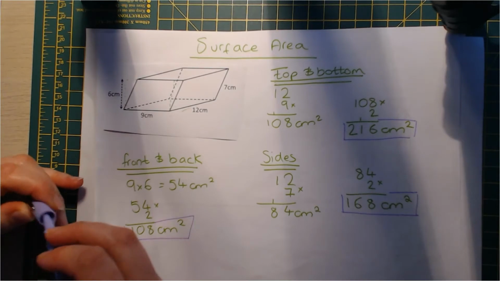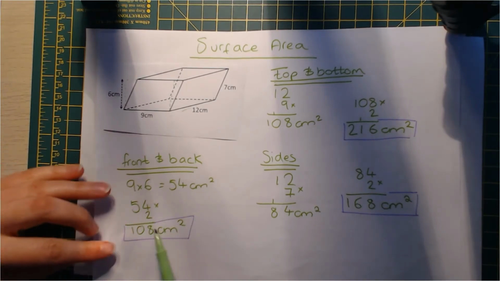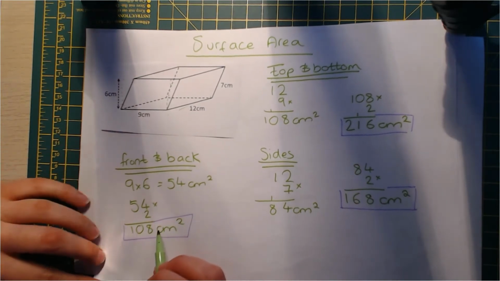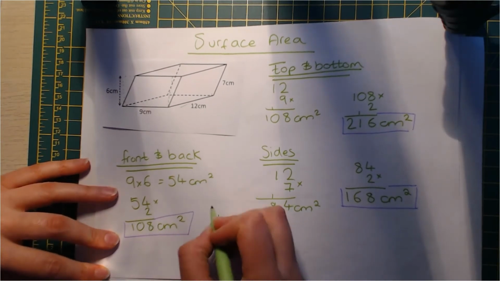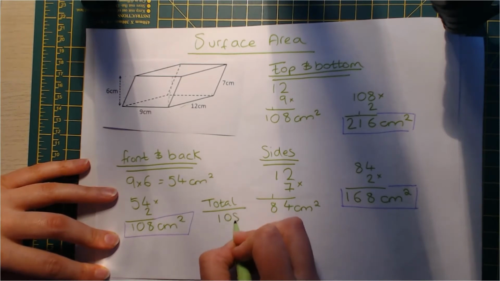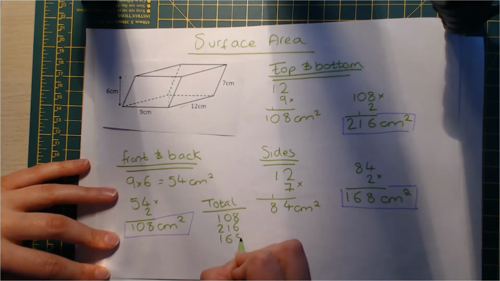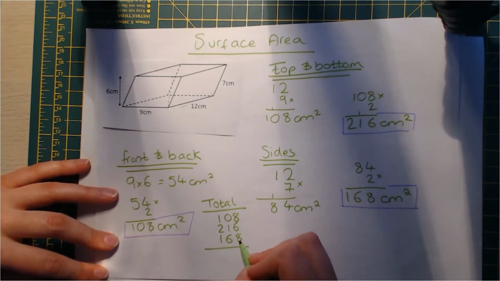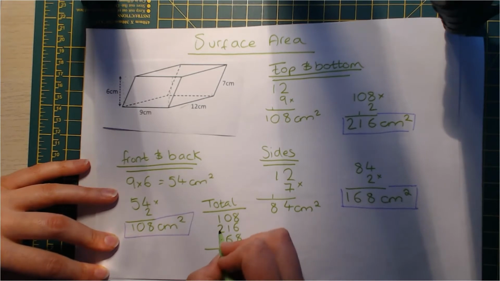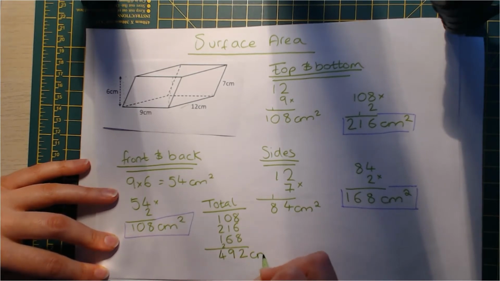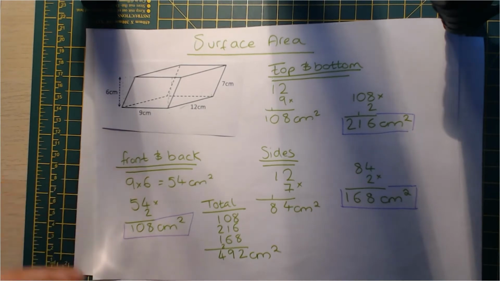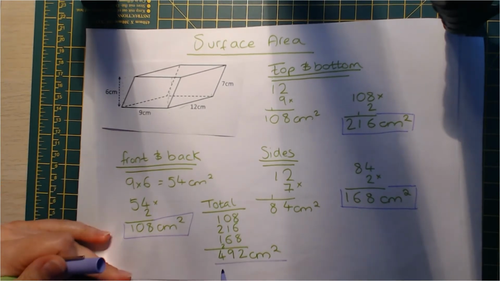Now the last step is just to add them together. Okay, we're just going to add these three calculations, these three areas together. So we've got, I'm just going to do it here, so total, okay, which is 108, add 216, add 168. Can you see how that's a slightly different colour around my answers? Just makes it much easier to work out. So we get 492 centimetres squared. Okay, and there's your final answer for the surface area of that shape.